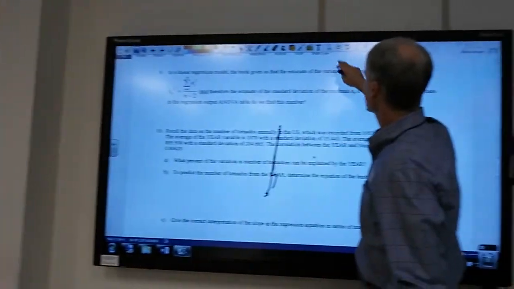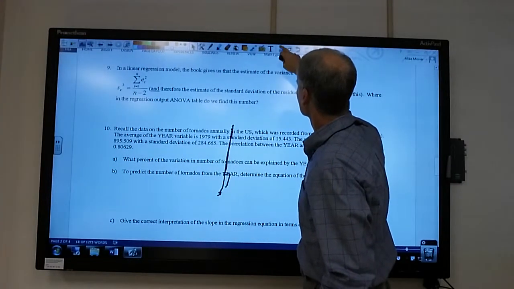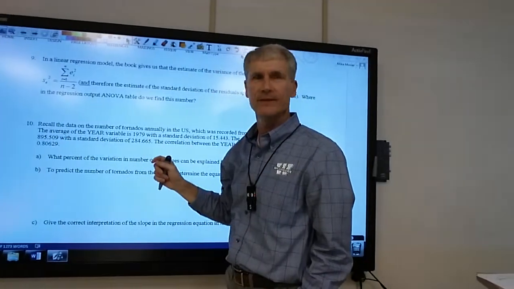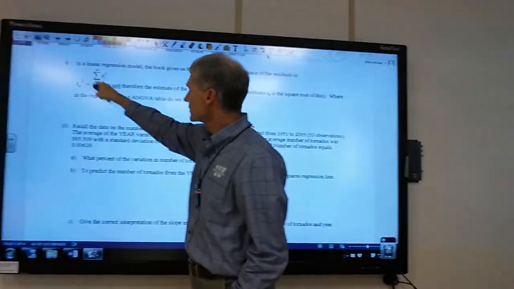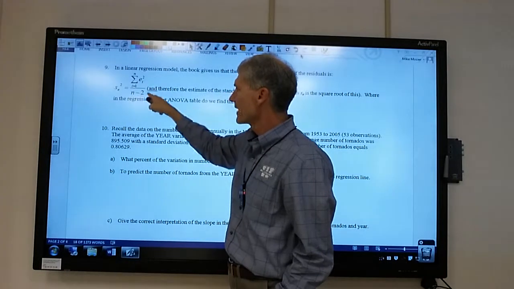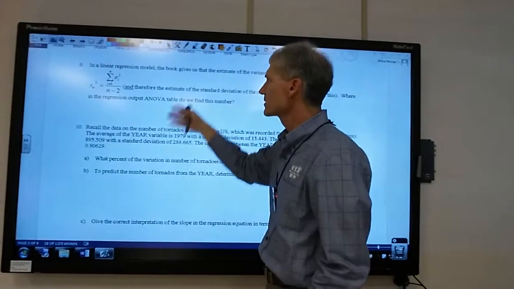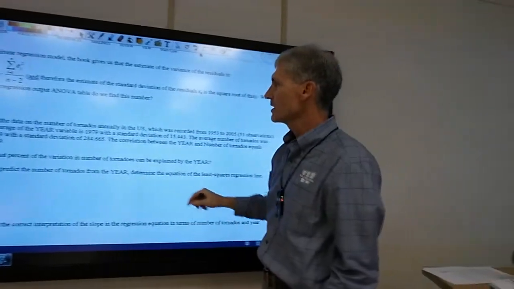Okay, number 9 is mean squared error, right? So this is the sum of squared errors divided by the degrees of freedom for error. That's mean squared error. Right? So that's just the MSE from the ANOVA table.